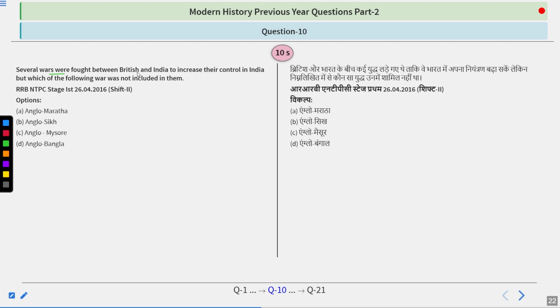Several wars were fought between the British and India to increase their control in India, but which of the following wars was not included in them? Anglo-Maratha, Anglo-Sikh, Anglo-Mysore, Anglo-Bangla. So try to find out the answer.